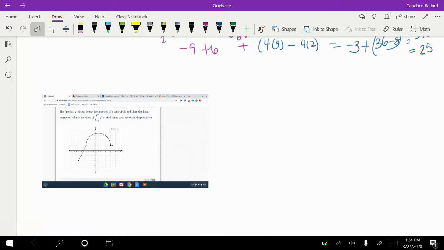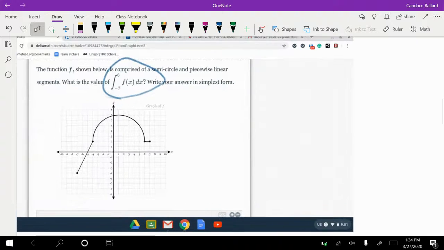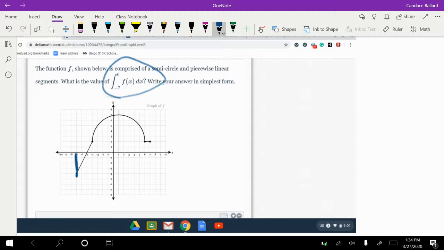All right, the next one you said you had trouble on was this one. It says that f shown below is comprised of a semicircle and piecewise linear segments. They want us to figure out the area there from negative 7, and I'm sorry, my pictures are super small. Oh, there, it's better. From negative 7 to 6, which is only to here. So what that means is we need to find the area of this triangle here, find the area of that little triangle there.